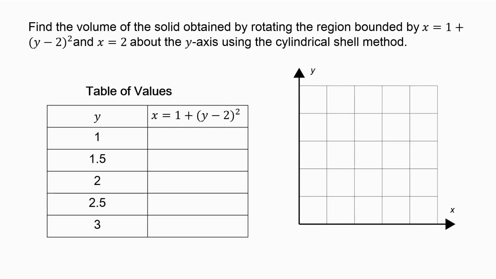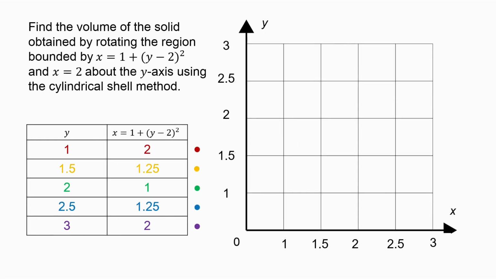To begin graphing, I constructed a table of values for the function x equals 1 plus y minus 2 squared. We select values of y from 1 to 3 and compute the corresponding values of x. These points will guide us in accurately plotting the curve. Next, we plot these points from the table on the coordinate plane and connect them smoothly. This forms a parabola that opens to the right, with its vertex at point 1, 2.